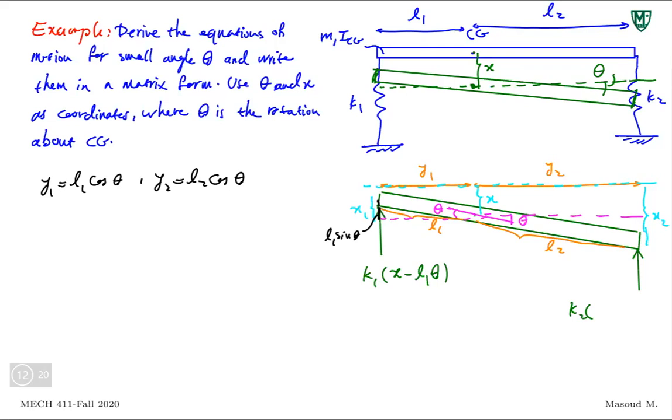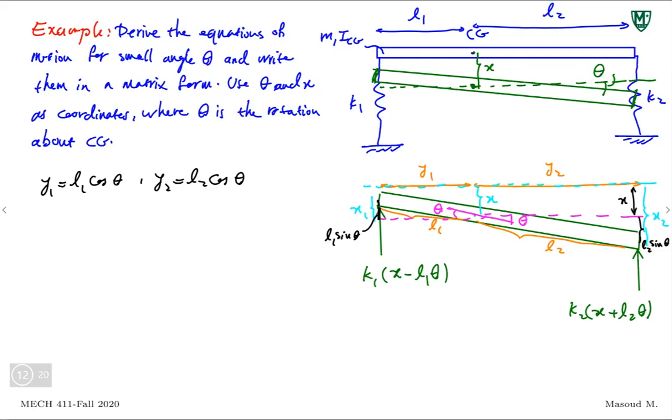Same story, a little different on the other side. I have this as X, plus the extra amount this went down because of rotation, and that would be L2 sine theta. For a small angle, sine theta equals theta. So this becomes X plus L2 theta. And that's pretty much all the forces. We start from equilibrium, so we're ignoring the effect of weight.